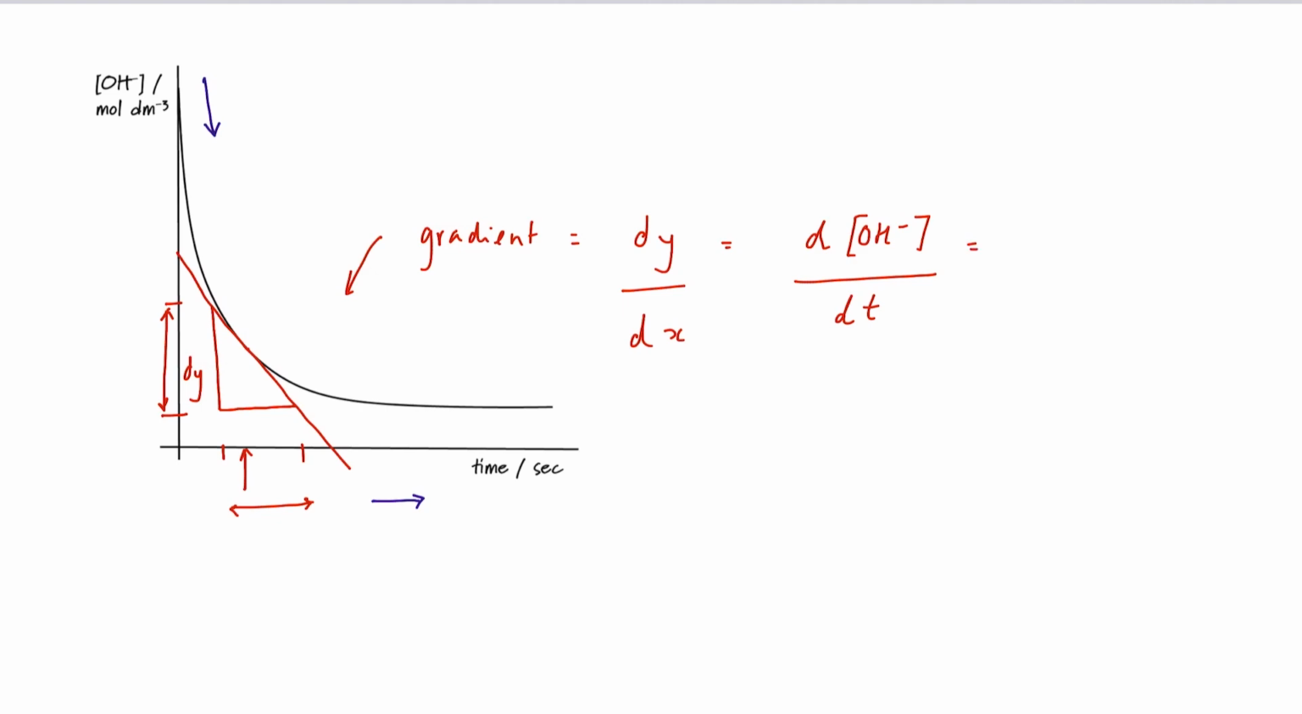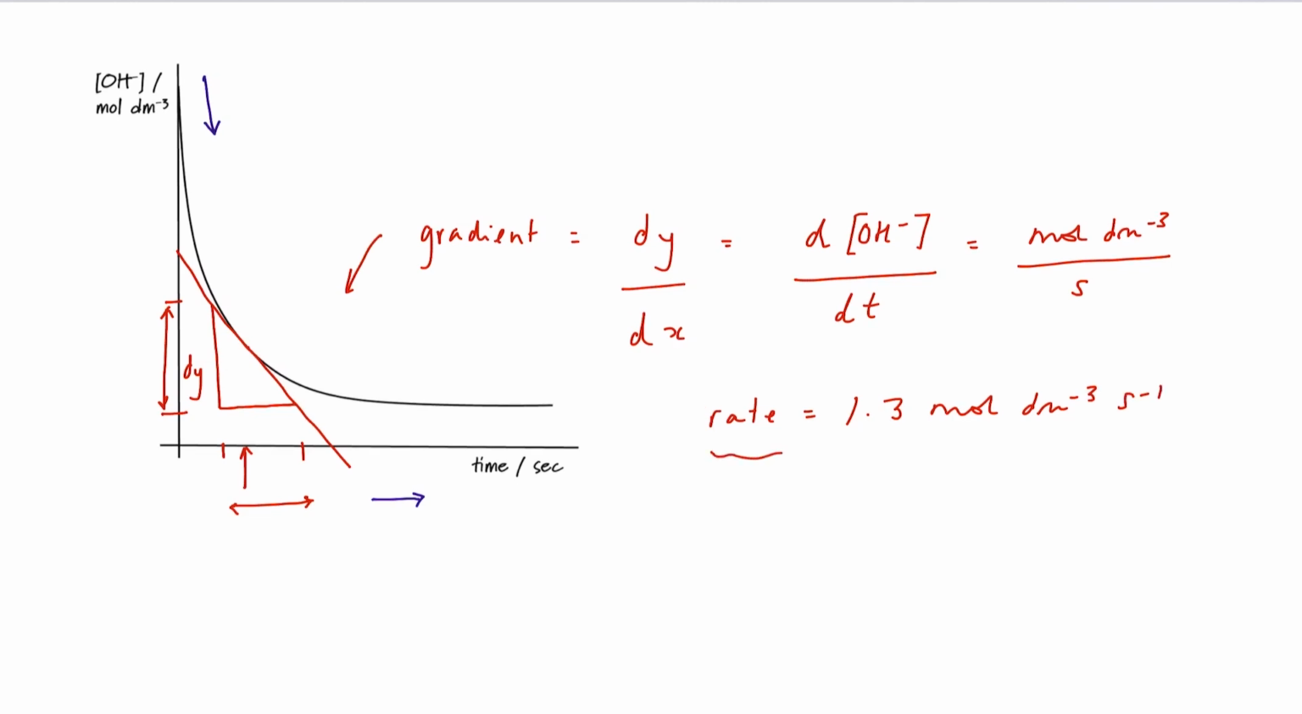The units would be, well, concentration is in moles per decimeter cubed. In this particular example, it looks like time is in seconds. So whatever the gradient is, the rate would be, I don't know, let's go with 1.3 mole per decimeter cubed per second.